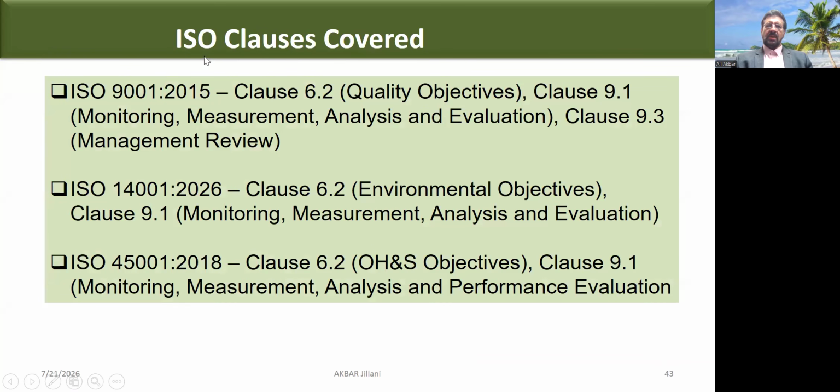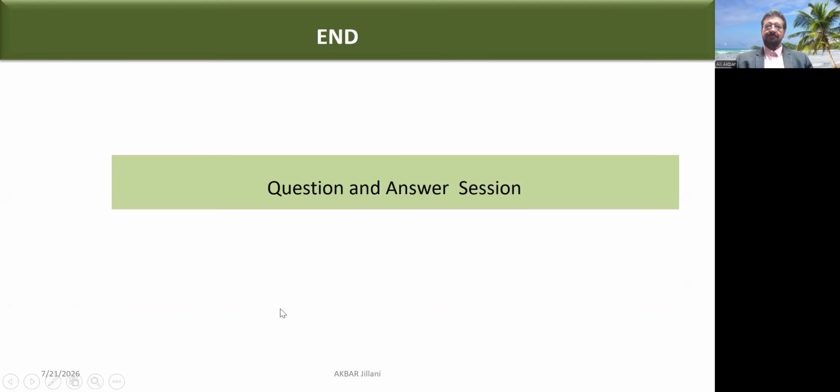Now, ISO clauses covered here. For quality, we have 6.2 quality objectives, clause 9.1 monitoring, measurement, analysis, and evaluation, and clause 9.3 management review. Similarly, in environmental: 6.2 environmental objectives, 9.1 monitoring, measurement, analysis, and evaluation. ISO 45001 health and safety: objectives 6.2, then 9.1 monitoring, measurement, analysis, and performance evaluation.